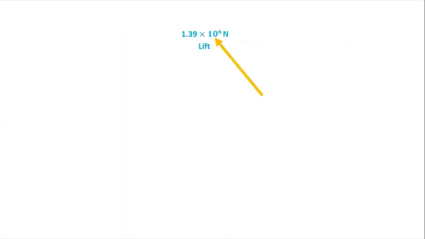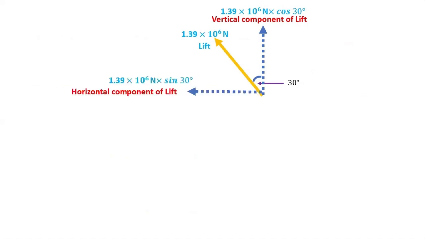Now again we roll it this way. There is a 30-degree angle from the vertical, so the vertical component of lift is 1.39 × 10^6 × cos 30, and the horizontal component of lift is 1.39 × 10^6 Newton × sin 30. Since sin 30 is 0.5, that means half, so 6.95 × 10^5 Newton is the horizontal component of the lift.